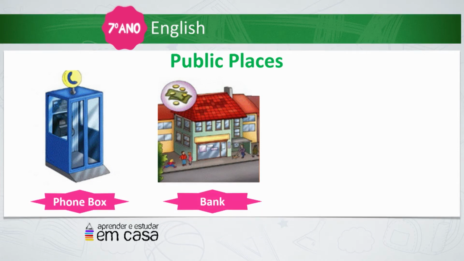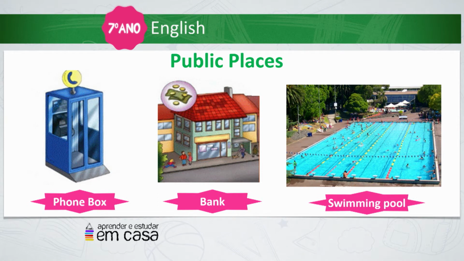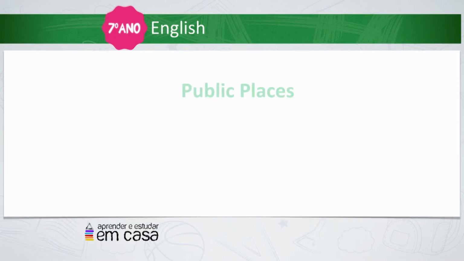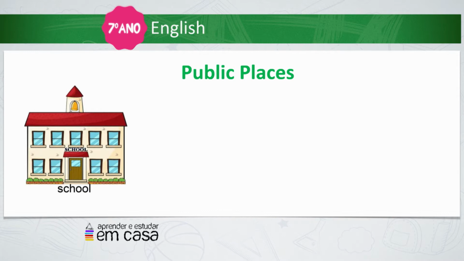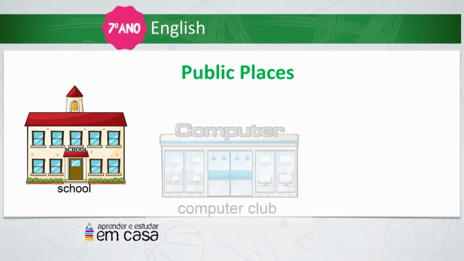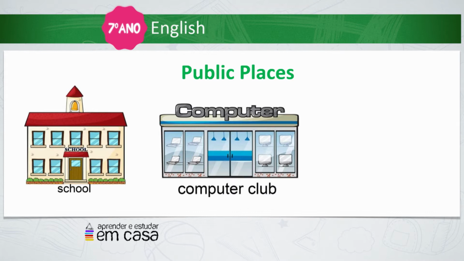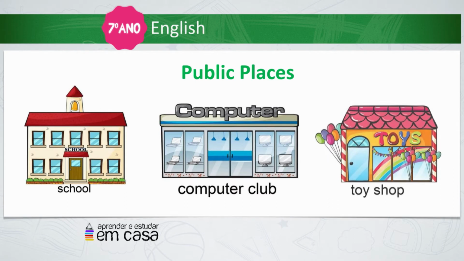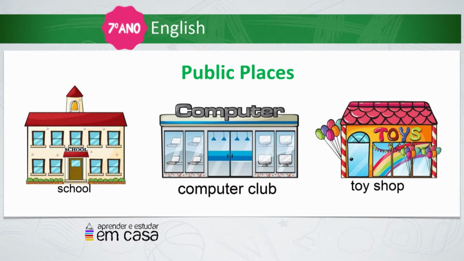Next. Bank. Repeat. Bank. One more. Great. Bank. Then we have swimming pool. Repeat. Swimming pool. Great. Also we have, where do you go every day? Great. School. Repeat. School. Great. Computer club. Repeat. Computer club. Great. Toy shop. Toy shop.